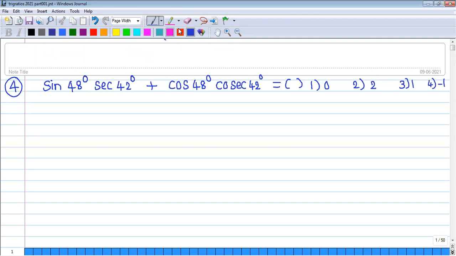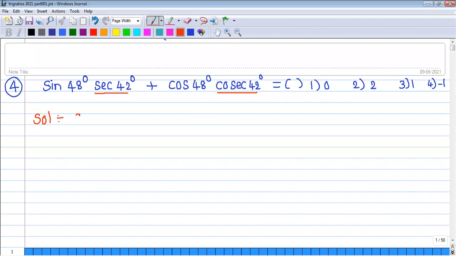This is the question. Change this sec 42 in terms of cosec, and change cosec 42 in terms of sec. Then you will get the answer.